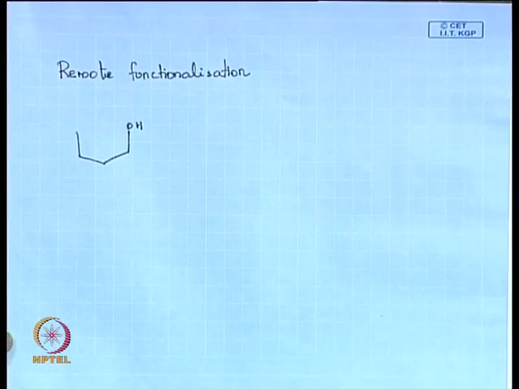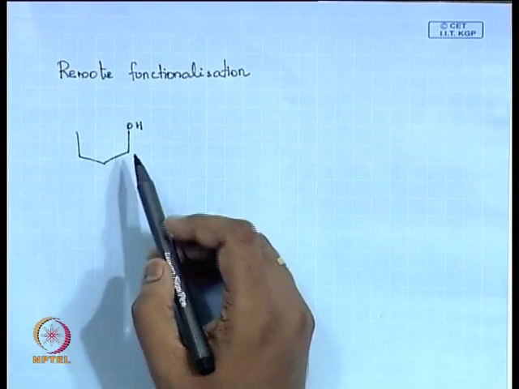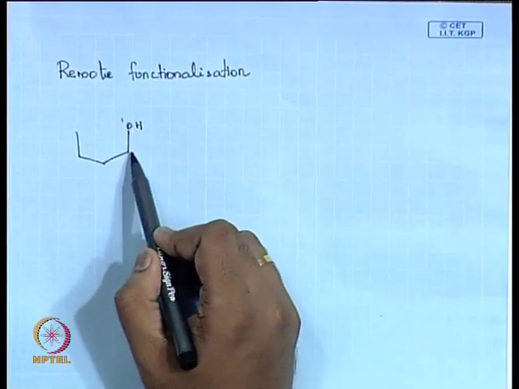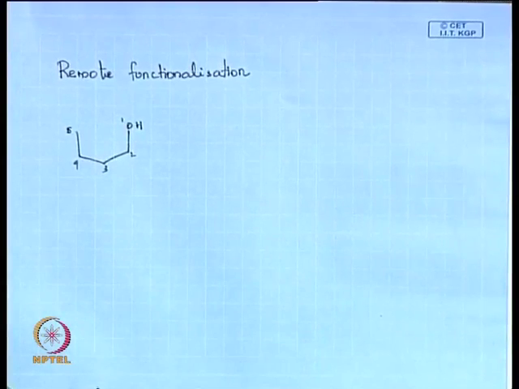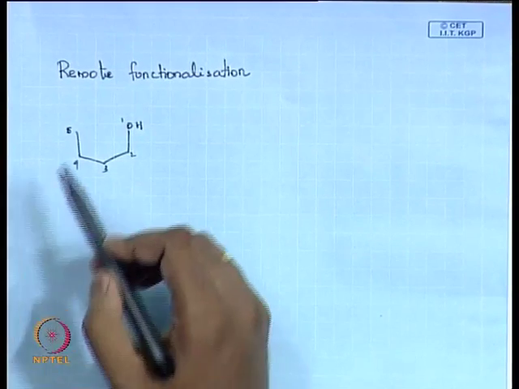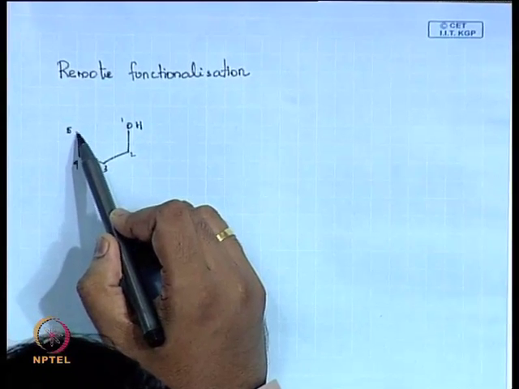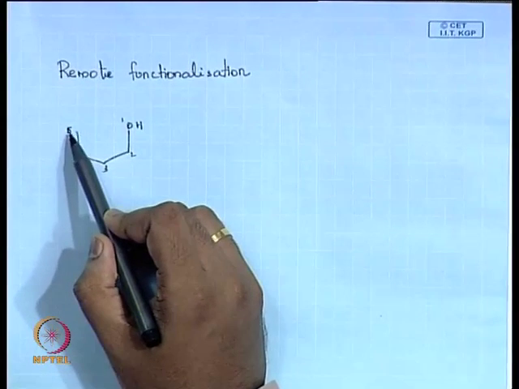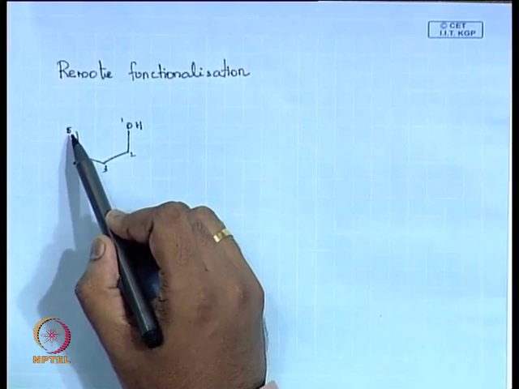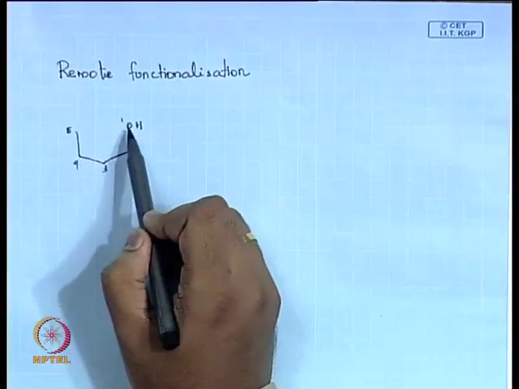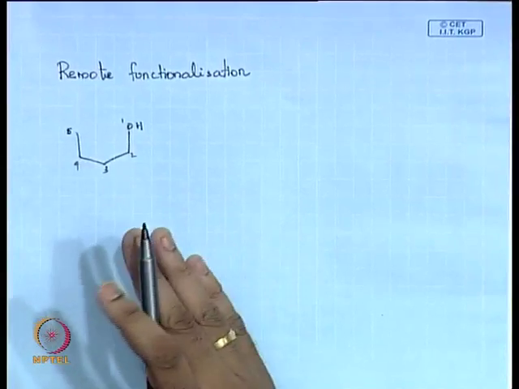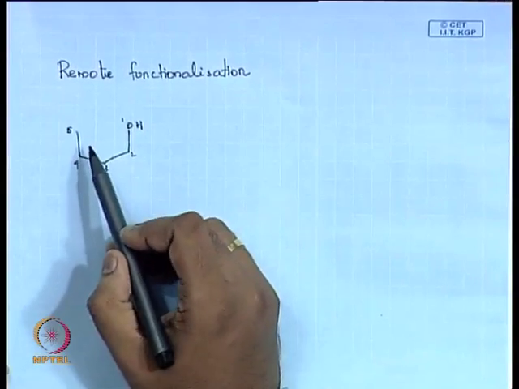I have a system like this. 1, 2, 3, 4, 5. I want to do some functionalization on this carbon, which has no connection with any other functional group, it is just a methyl. So, I want to functionalize this methyl.